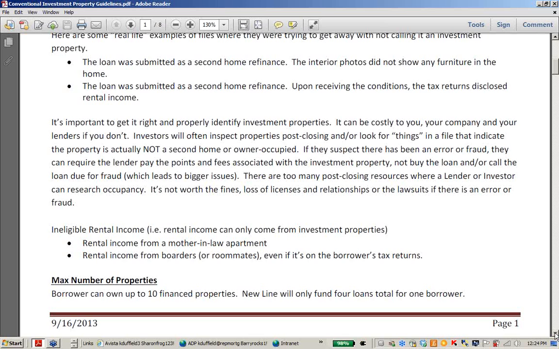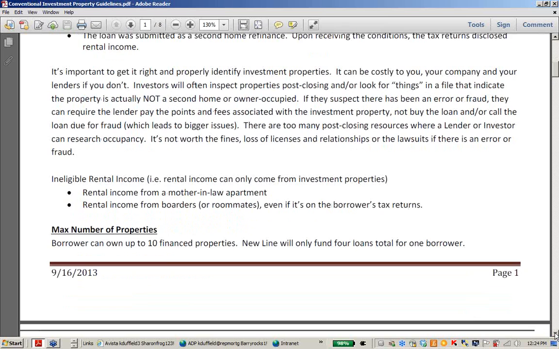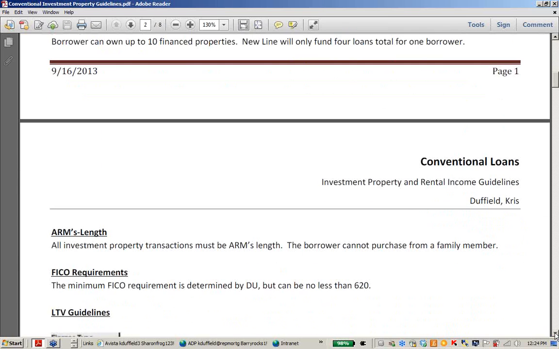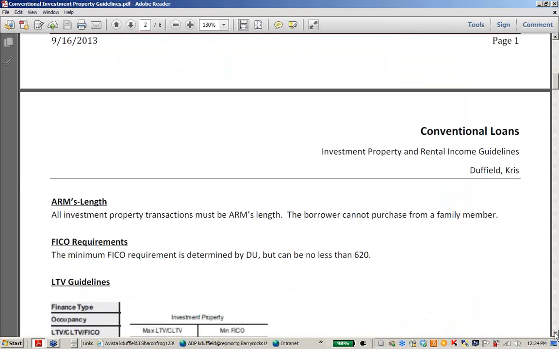And then before we get into the underwriting guidelines, I also want to mention that Newline now has the ability to loan to a borrower who owns up to 10 financed properties. So that's new for us. Our cap was 4. Now we can go to 10. Just know, though, that Newline will only expose themselves for 4 loans. So they will not do more than 4 loans with one borrower. All right, let's get into the underwriting guidelines.